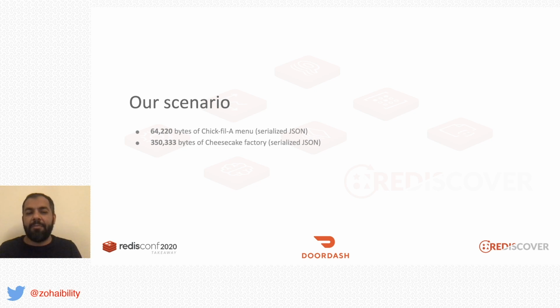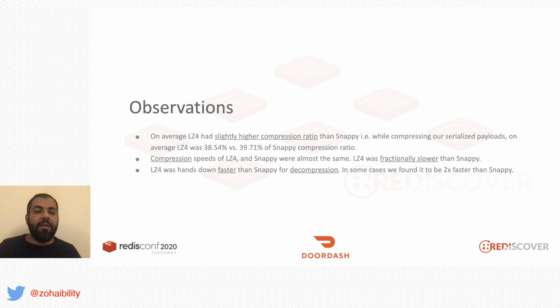This is just a sample of what we see every day in terms of traffic insights. So we took these menus and started compressing them with different algorithms. We settled on the LZ4 versus Snappy debate. What we noticed was that Snappy has a slightly higher compressed size: on average, while compressing our serialized payloads, LZ4 was 38.54% versus 39.71% for Snappy. And these were uniformly distributed menus that we were trying to compress.